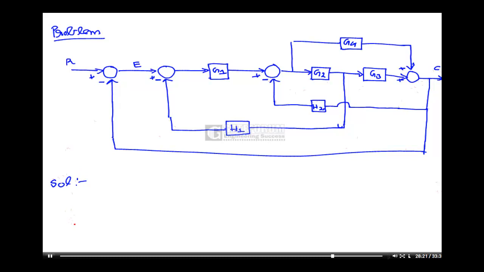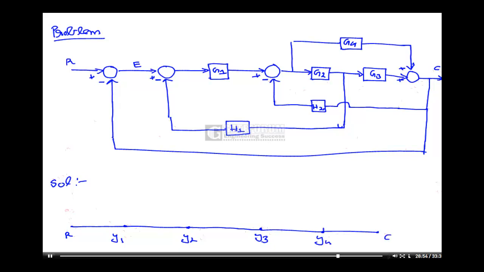So, how many summing points are there? 1, 2, 3 and 4. Okay, so this is my R, this is one summing point, let this point be y1, another summing point, let this point be y2, let this summing point be y3, y4, and then finally output C. Okay, so I have 4 summing points.